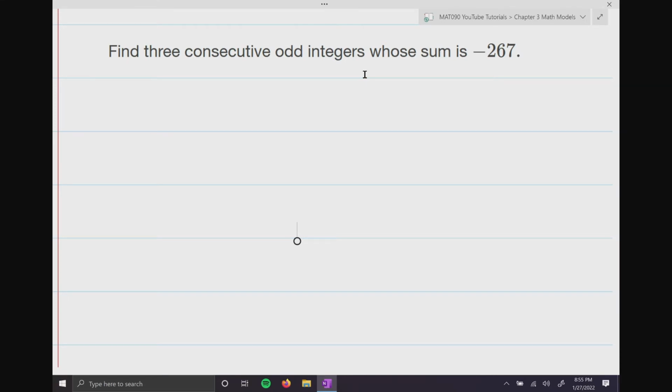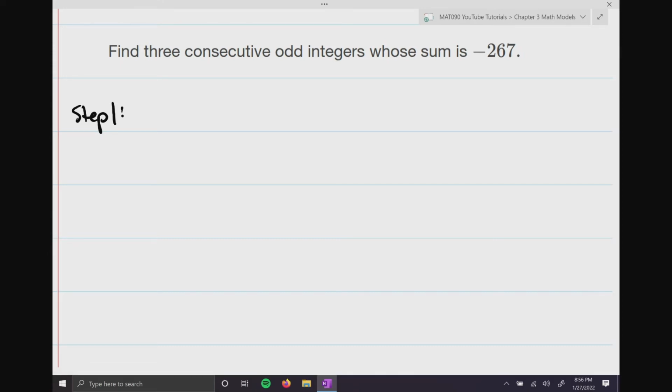Okay, so this last one right here is one of my favorites because it deals with this thing. You can see this word in here, consecutive. All right, so let's go ahead. Let's read the problem. Find 3 consecutive odd integers whose sum is negative 267.